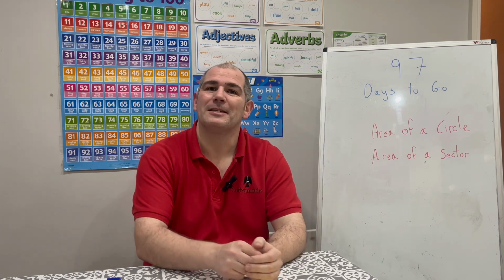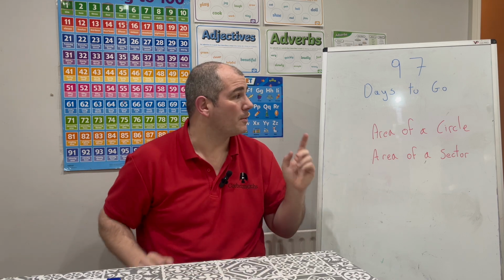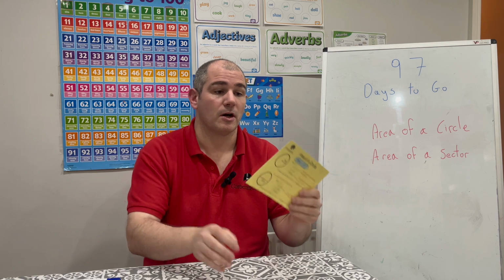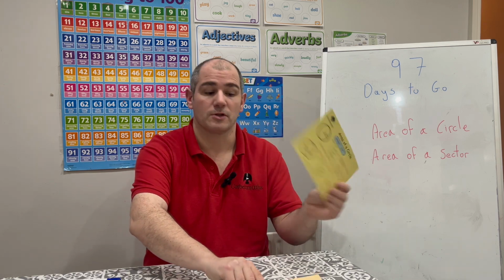There's 97 days to go until your GCSE Maths exam, and today we're going to focus on the topics of the area of a circle and the area of a sector. If you've got the higher revision cards, card 5 is the card on the area of a circle, and card 6 is the revision card on the area of a sector. Those might be useful for you as well.